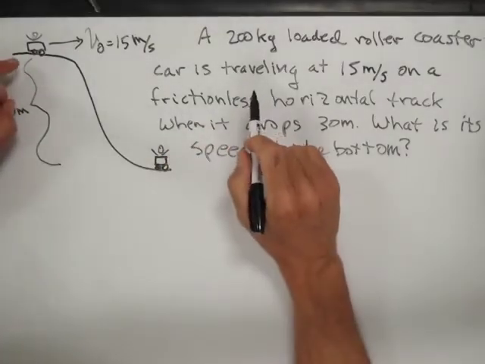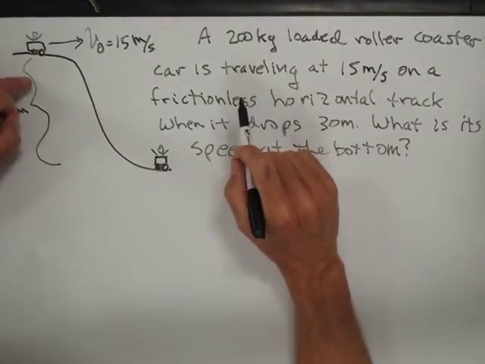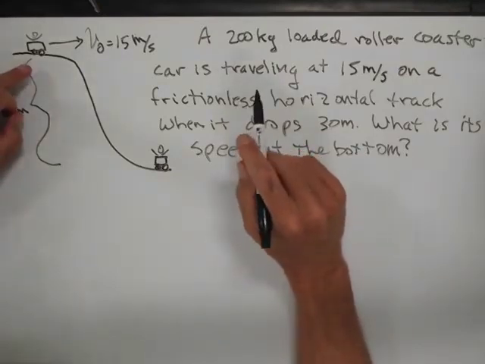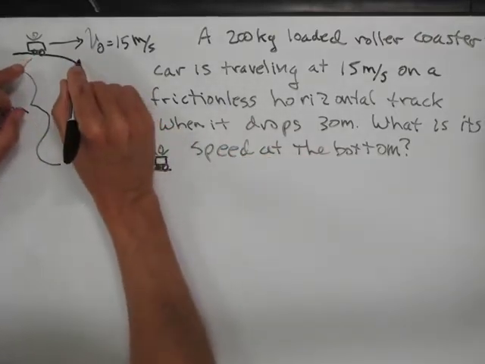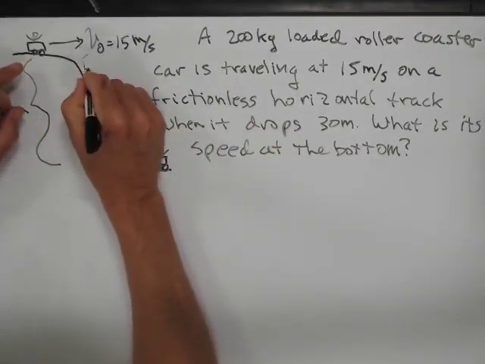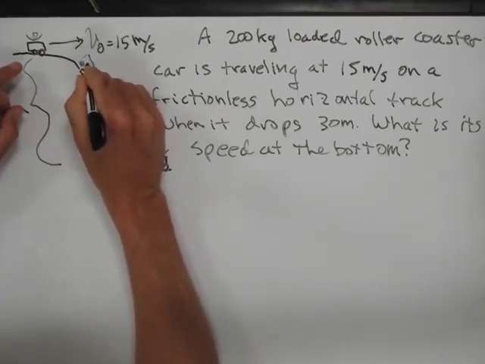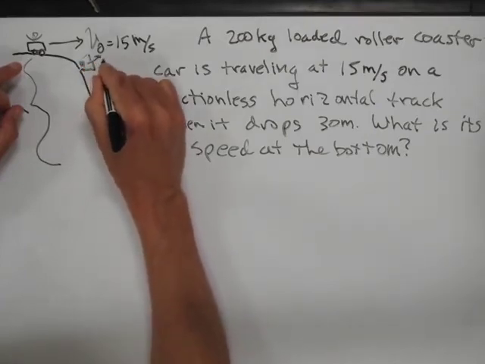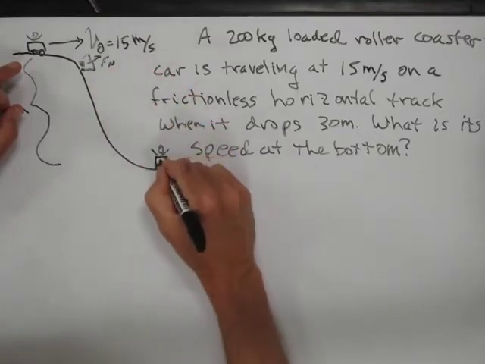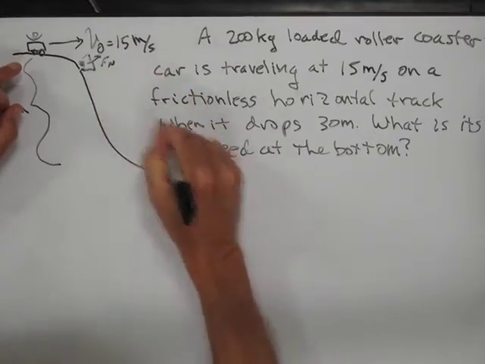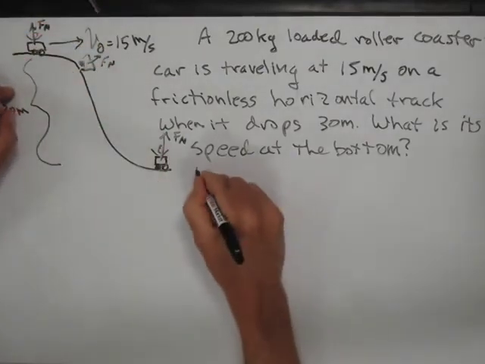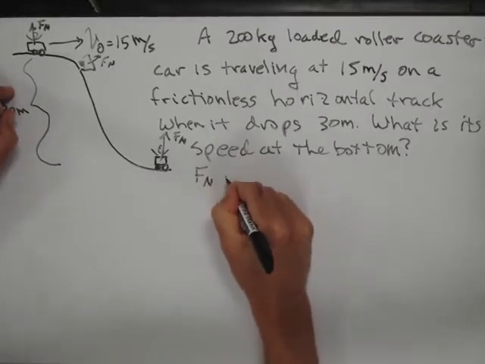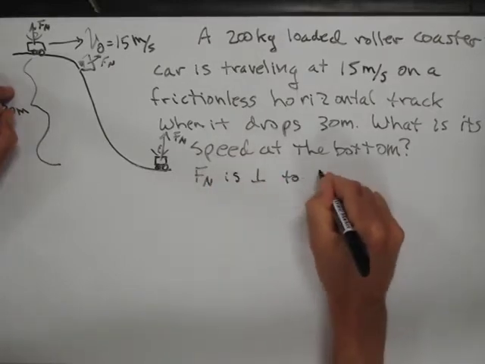We don't have any friction acting, and so the only force we have acting is gravity, except there's also the normal force. And gravity is doing work, but notice the normal force isn't, because no matter where the car is on this track, whether it's at the top or here, the normal force is always perpendicular. There's the normal force. Here's the normal force. The normal force is perpendicular to the motion.